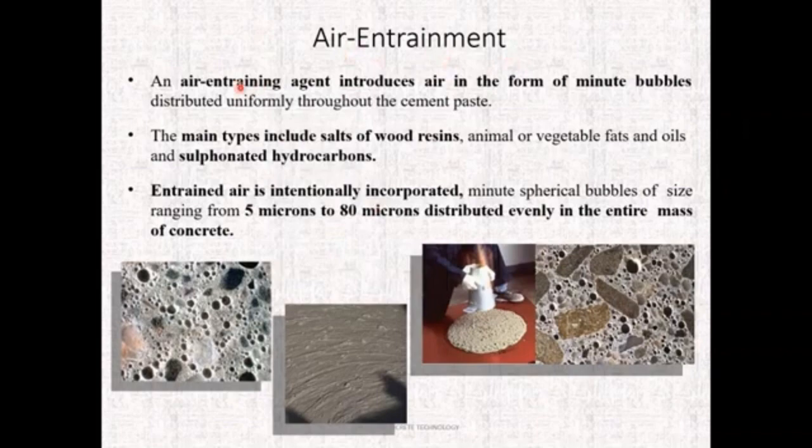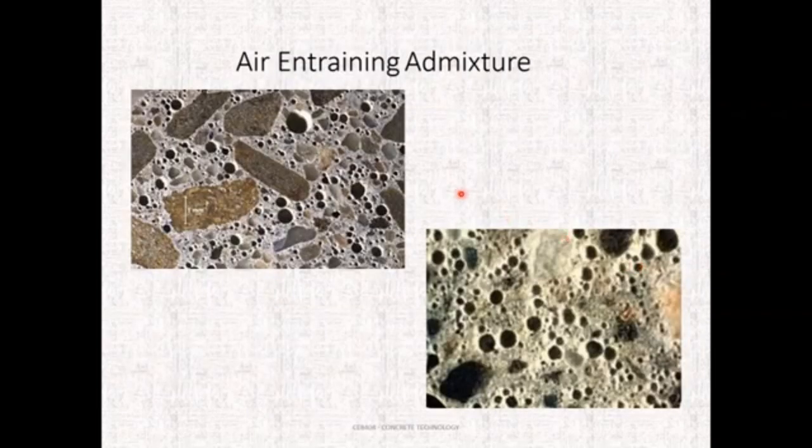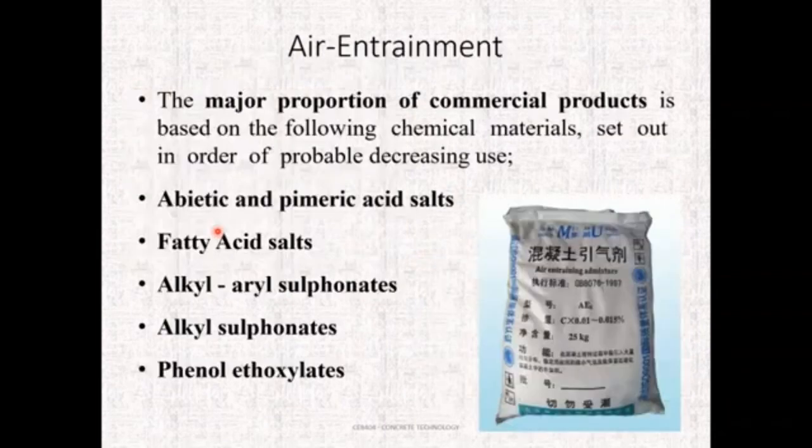Air entraining agent. An air entraining agent introduces air in the form of minute bubbles distributed uniformly throughout the cement paste. The main types include salts of wood resins, animal and vegetable fats, oils, and sulfonated hydrocarbons. Usually, the entrained air is of size 5 micron to 18 micron, distributed evenly in the entire mass of the concrete. You can see the air bubbles on the surface of the concrete. This is the microstructure of the concrete containing air bubbles.